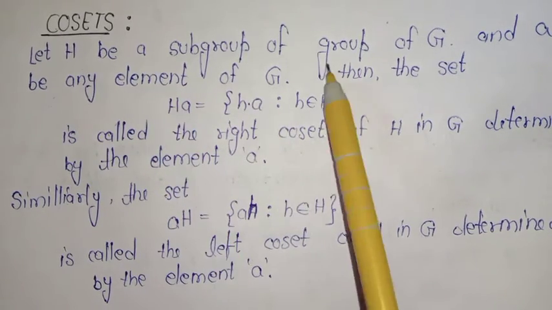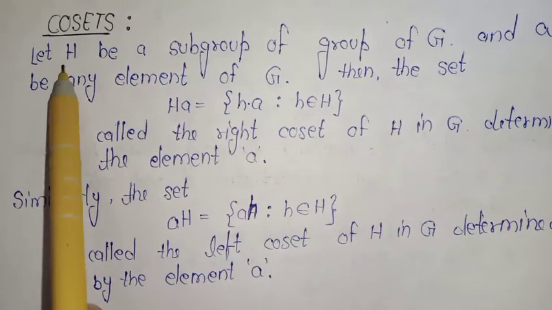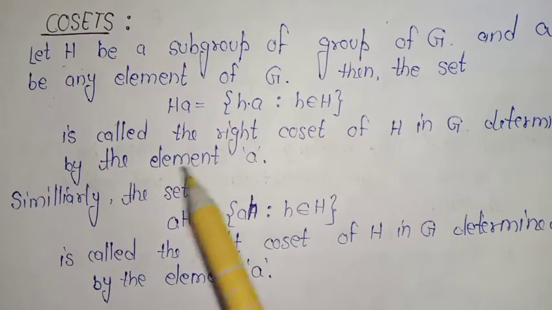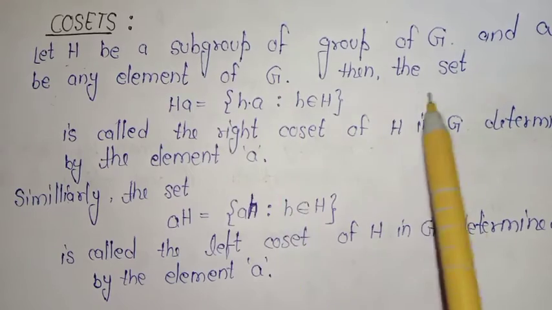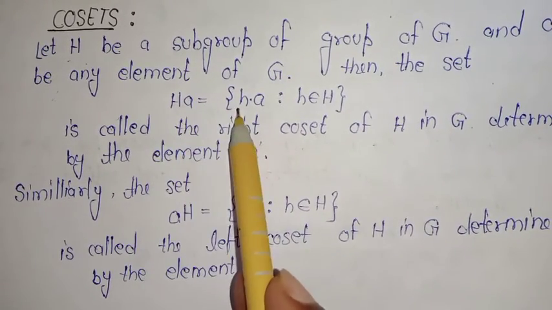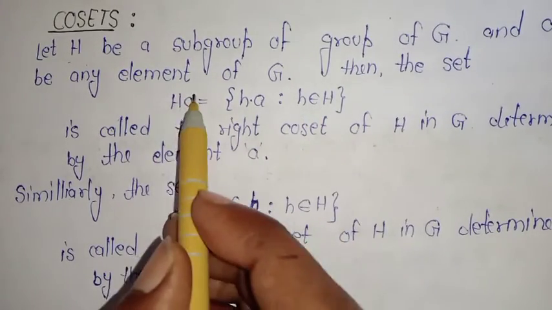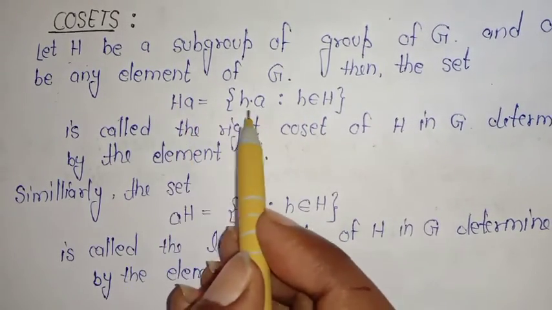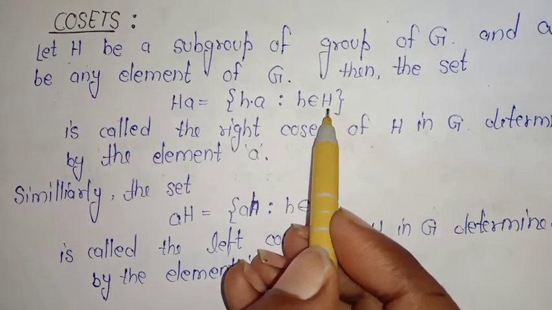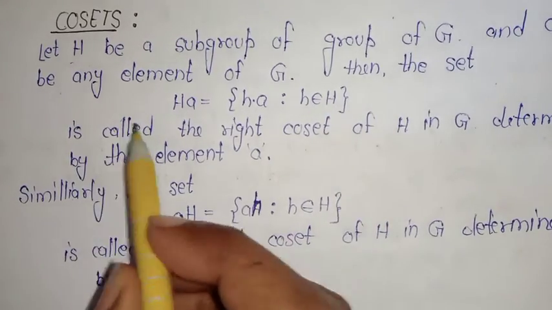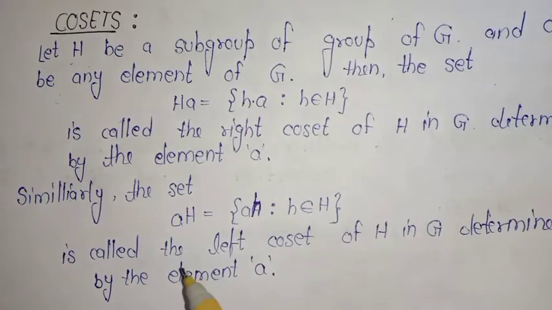Let H be a subgroup of a group G. Remember, this group G is multiplicative, so this H is defined with respect to the multiplication, and a be any element of this group G. Then the set Ha equals h dot a such that this small h is coming from H. That is, we take all the elements of this form such that the first element is coming from the subgroup H of G. Now this is called the right coset.